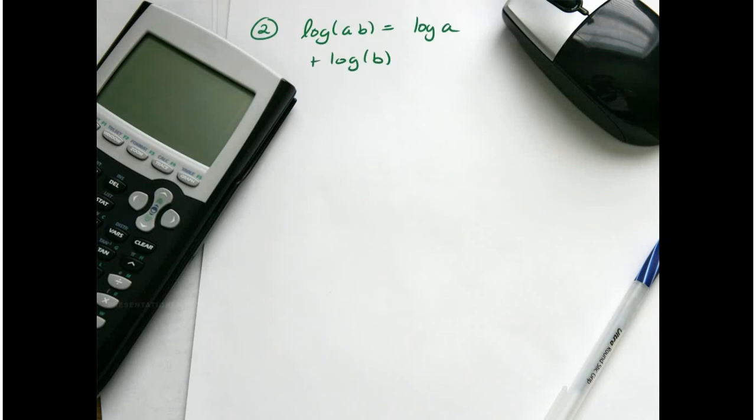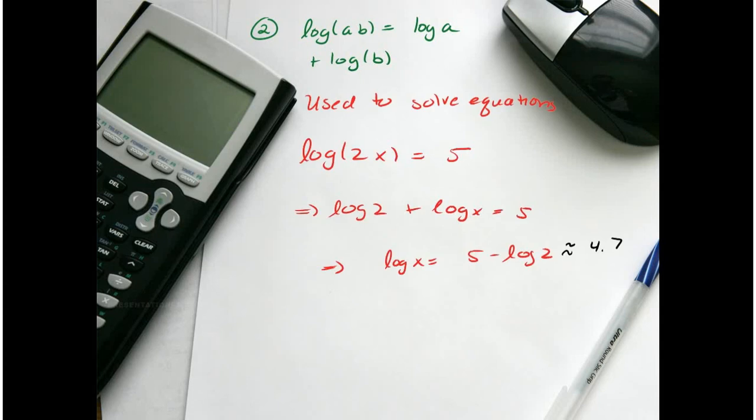Number 2, log of a times b is log of a plus log of b. It's usually used to split off numbers so you can isolate the x. So here's an example. I'm trying to solve log of 2x is equal to 5. And I get log of 2 plus log of x is equal to 5, so I can subtract the log of 2 from both sides, which gives approximately 4.7.